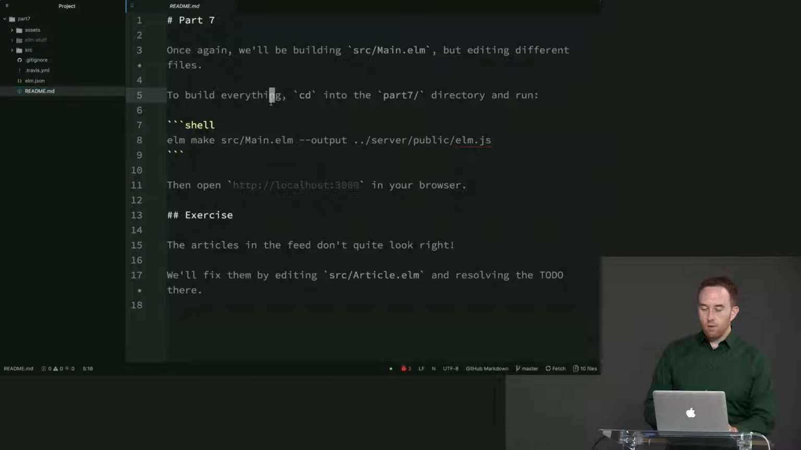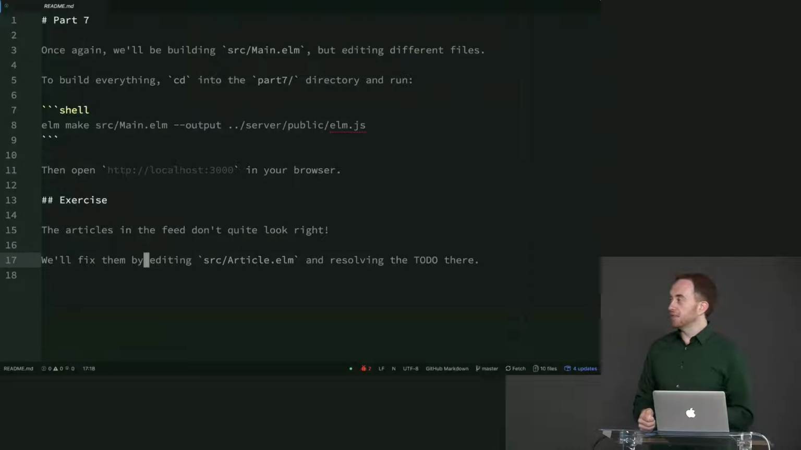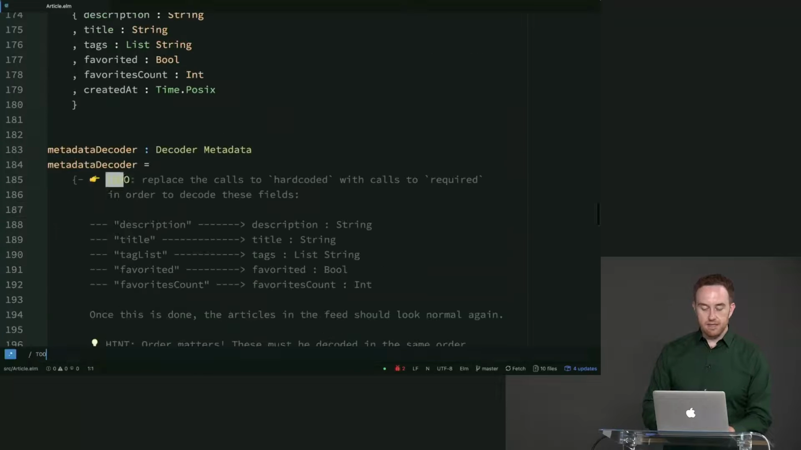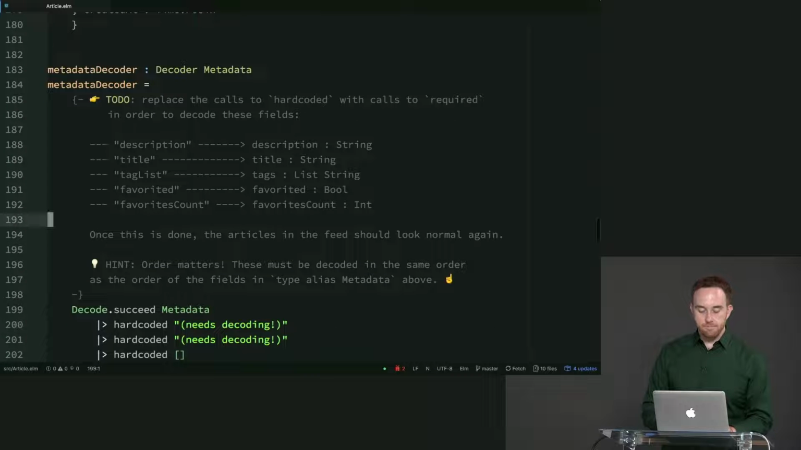If we open up the README, once again, we've got the same build command as before. Articles don't quite look right, and the way we're going to fix this is by editing article.elm and resolving the to-do that's in there.